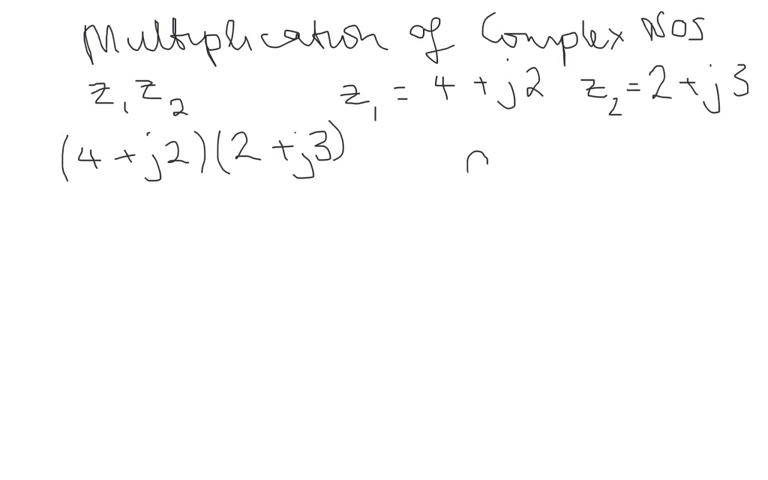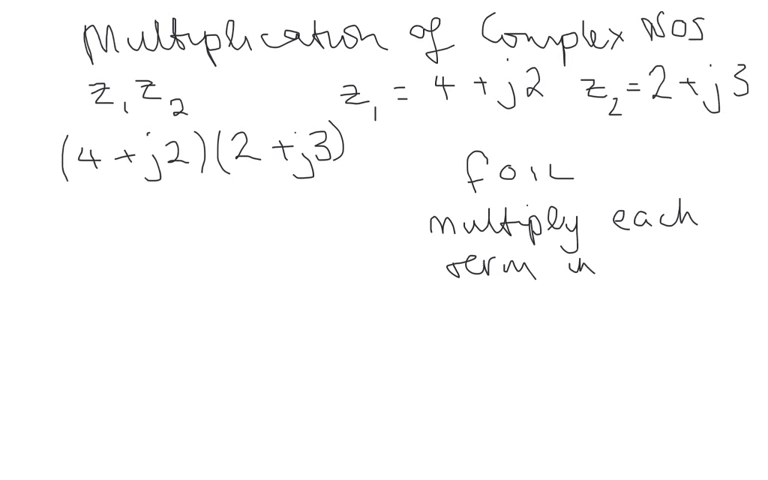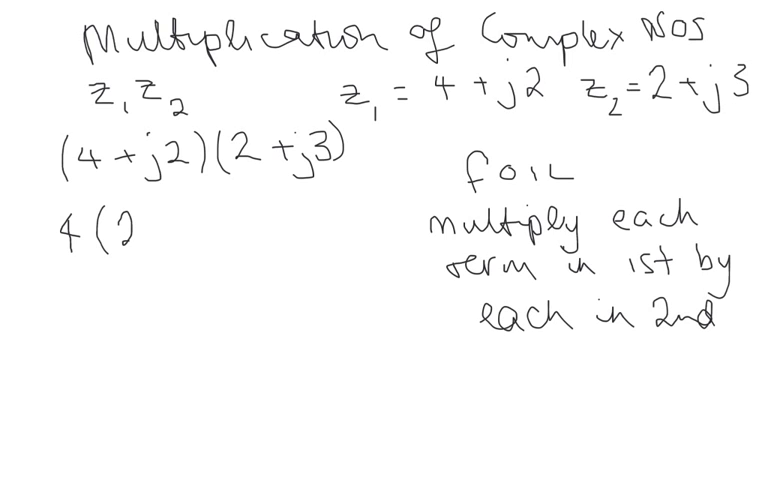Some people call it FOIL, or we can call it multiplying every term in the first bracket by every term in the second, or multiply each term in the first by each in the second. So the long way to write this is 4 multiplied by the second bracket, add j2 multiplied by the second bracket.